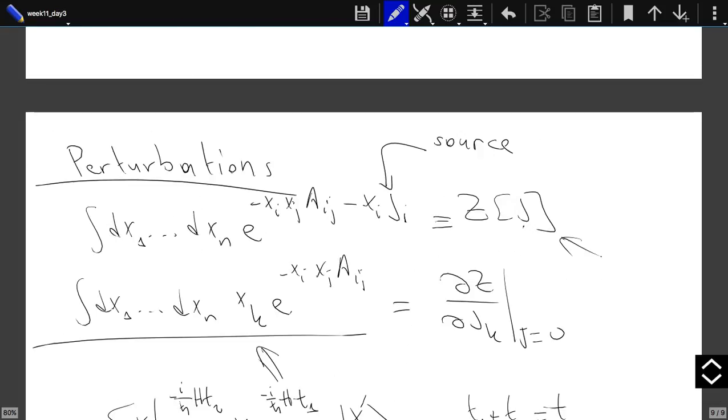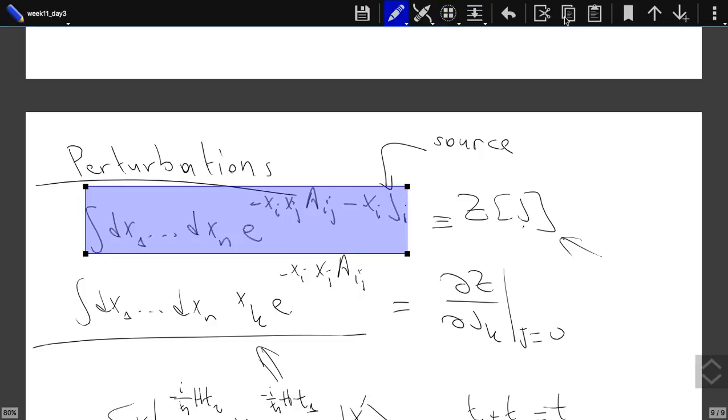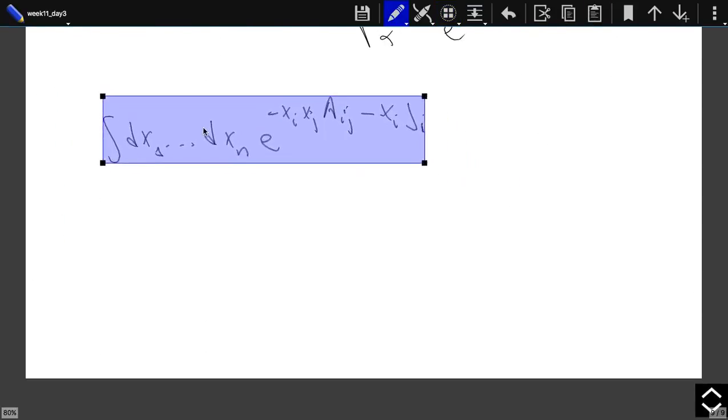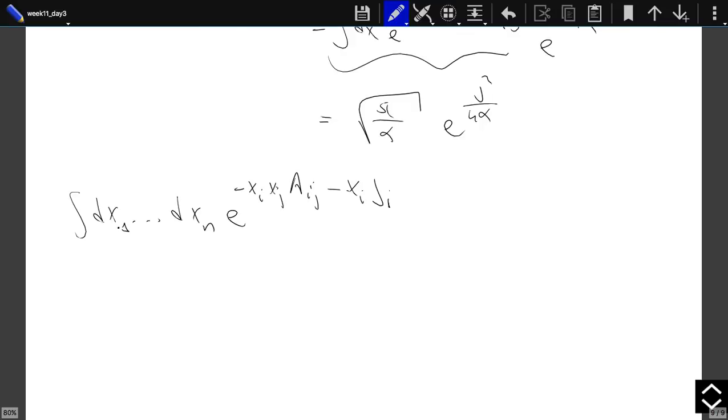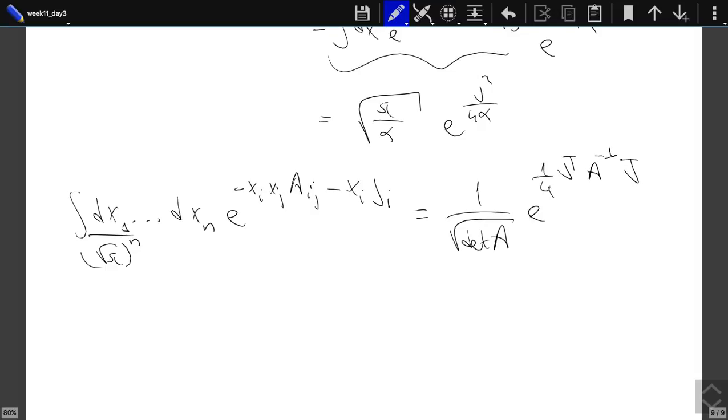And if now we have this expression, not a single variable, but many variables, this will be, let me just divide by square root of pi to the power n, just to get rid of that square root of pi on the right hand side, equal to 1 over square root of determinant of A times e to the power 1 over 4 J transpose A inverse J. Now, we will basically do the same thing.